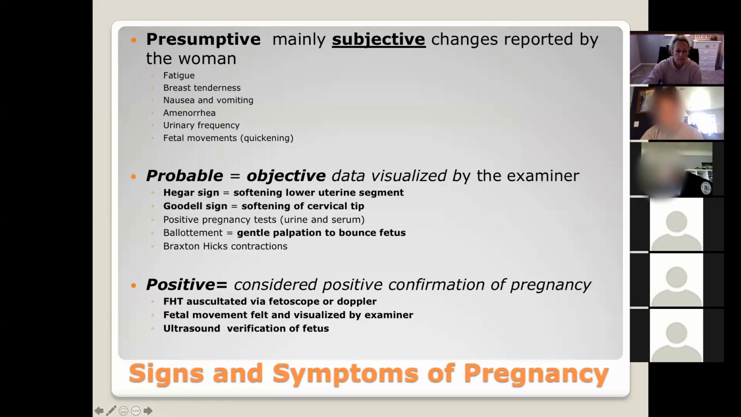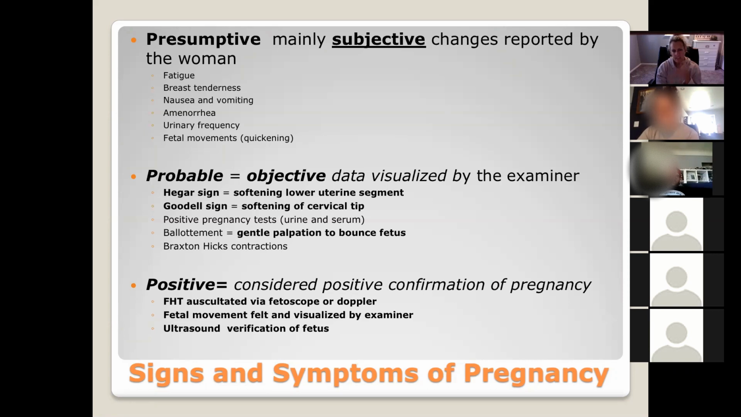So with this, obviously, the woman needs to be pregnant. A lot of times there are changes and signs that the woman may feel or be observed by an examiner that could possibly indicate that somebody is pregnant. Okay, so we categorize those into three different categories: presumptive, probable, and positive. So presumptive is basically subjective data from the patient. Okay, so it's purely subjective data.